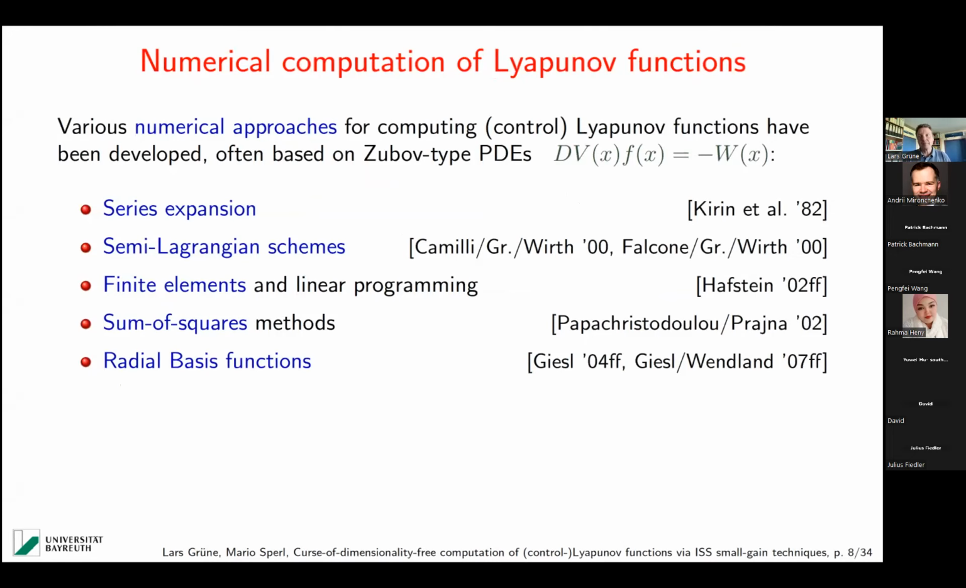We have finite elements combined with linear programming by Ziggy Hafstein. We have sum of squares by many people who do that. We have radial basis functions. And if you are a little bit acquainted with that, then you would know that semi-Lagrangian schemes, finite elements, radial basis functions, these are all techniques for solving PDEs.